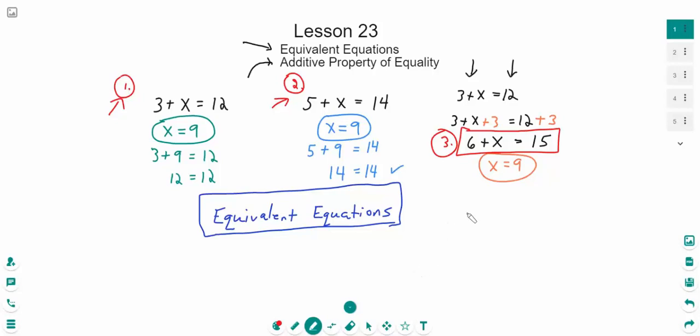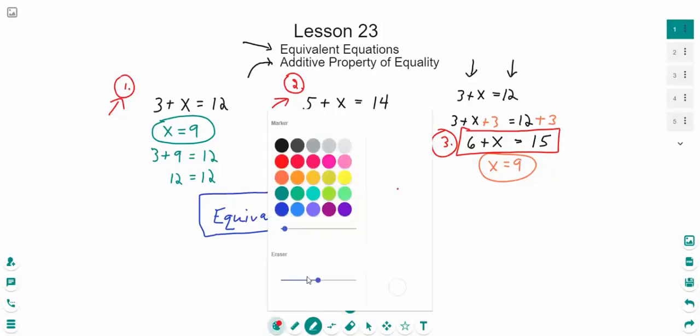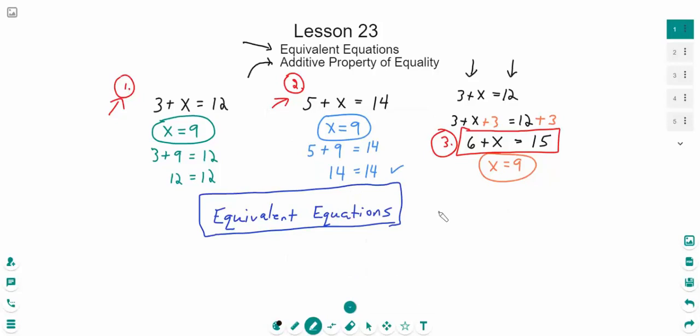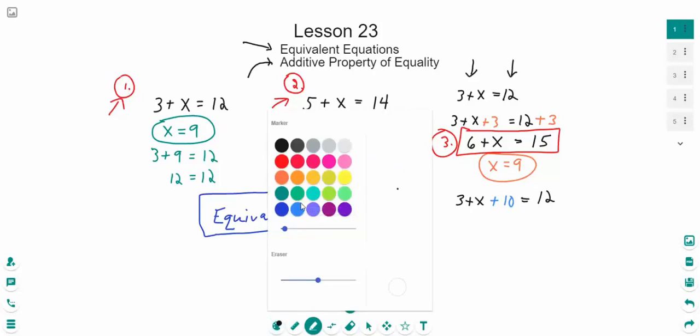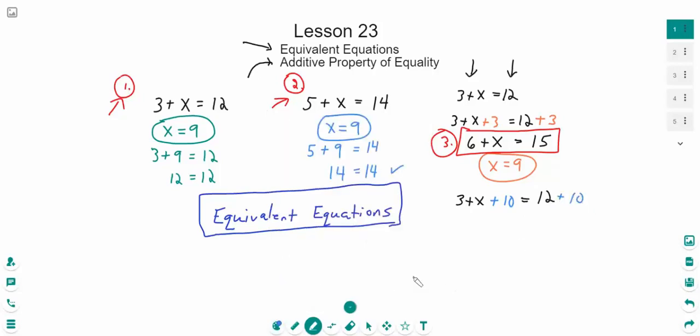Hopefully you see that. So let's just go and do one more. Hey, why not? Let's find another equivalent equation for this 3 plus x equals 12. Well, this time, let's take this 3 plus x and, I don't know, let's add a 10 to it. And actually, I'll do that in a different color again, just so it's clear. We have the original equation, and we're adding a 10 to it. And, of course, that would mean on the other side that we have to add a 10 as well, right? Remember that. Don't forget. Serious offense if you forget that, all right?